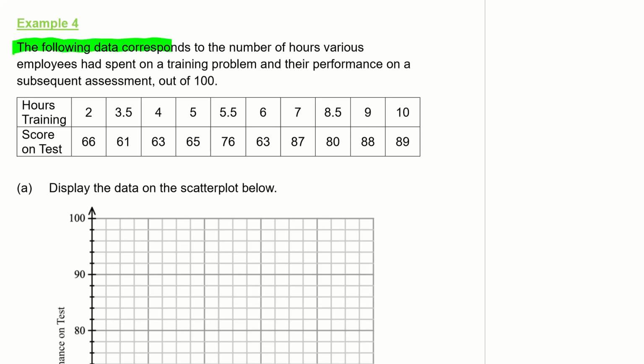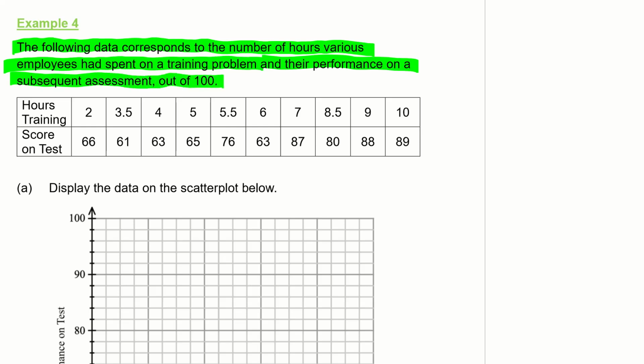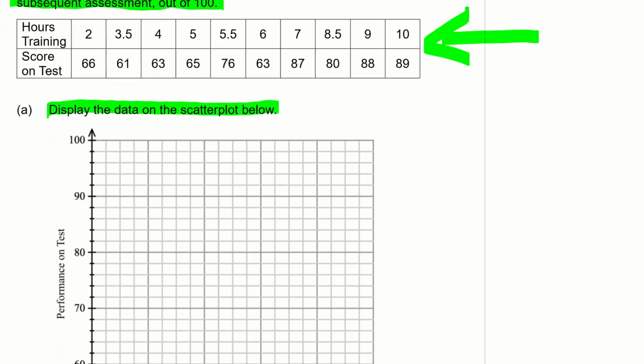The following data corresponds to the number of hours various employees had spent on a training program and their performance on a subsequent assessment out of 100. So we have all of the data just here. Display the data on the scatter plot below.